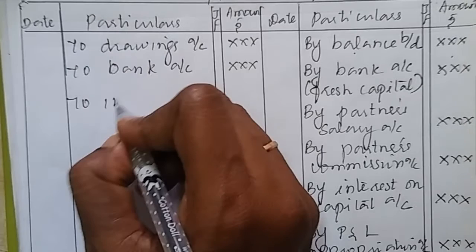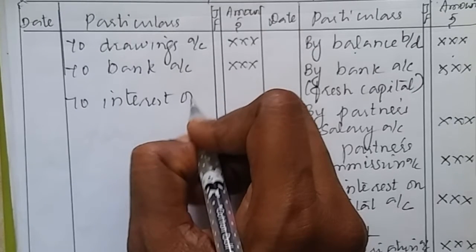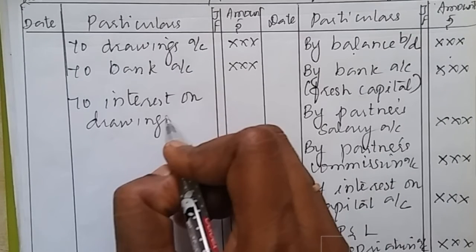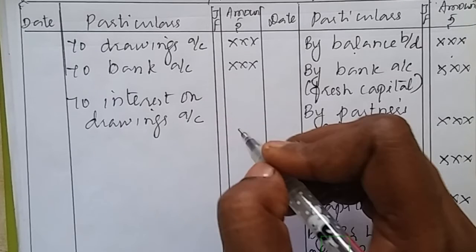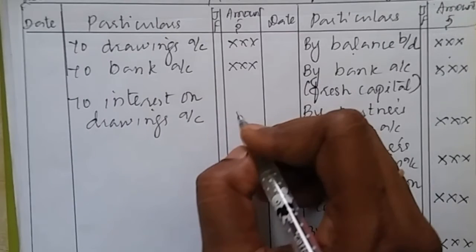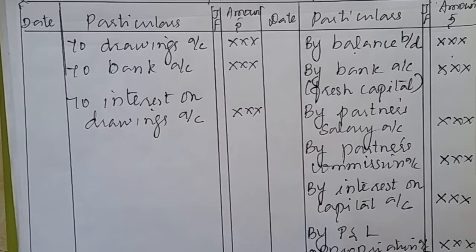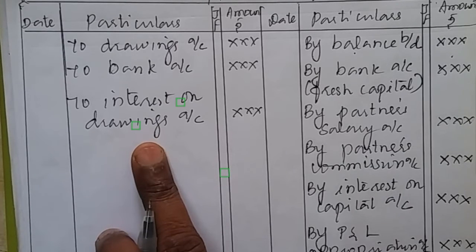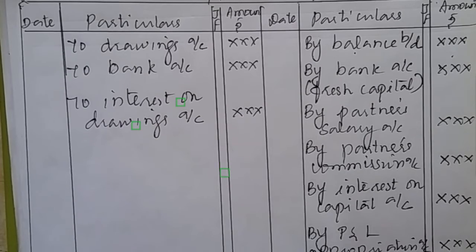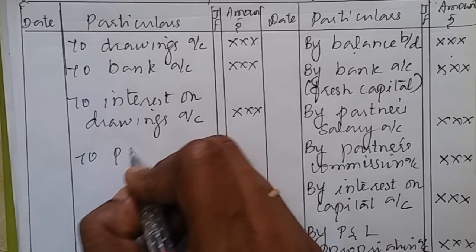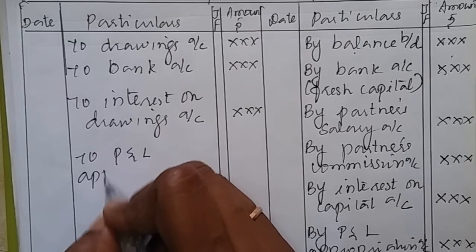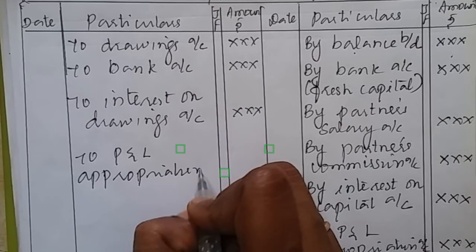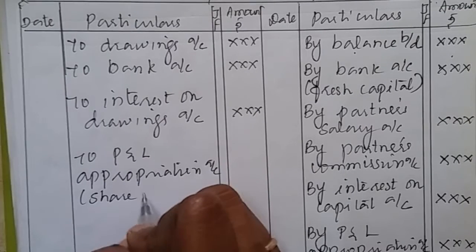Next to this, interest on drawings. Interest on drawings is a debit balance because it is an expense to the partners, so we show it on the debit side. On his withdrawal, interest should be calculated based on the percentage and it should be paid to the firm. So we write this on the debit side. Next one is, if there is a loss on the profit and loss appropriation account, share of loss.